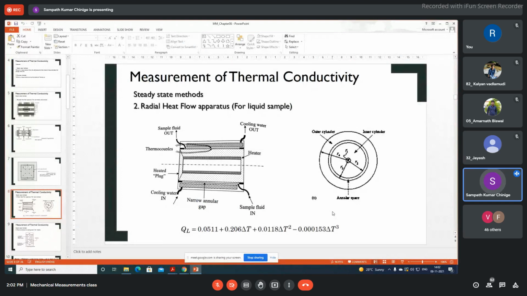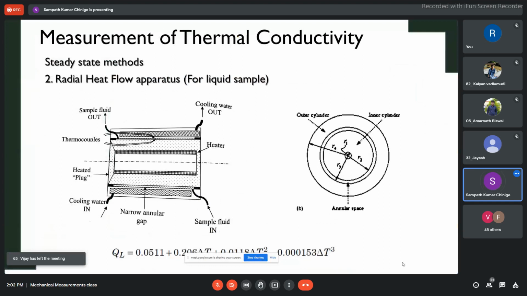There is another method which we call a radial heat flow apparatus. You can see over here, there is a radial heat flow apparatus where we are keeping a heated plug. We call it a heated plug or bayonet heater, B-A-Y-O-N-E-T, bayonet heater. So this is another heater that we are having, bayonet heater or heated plug.